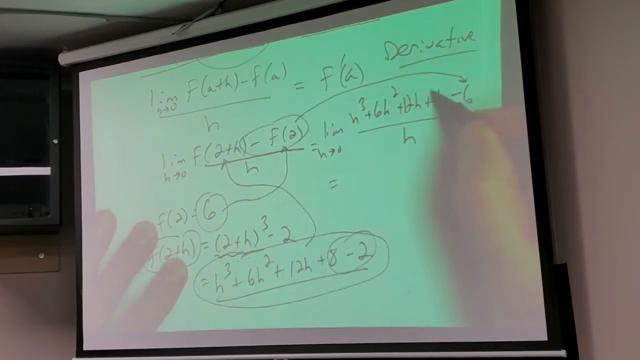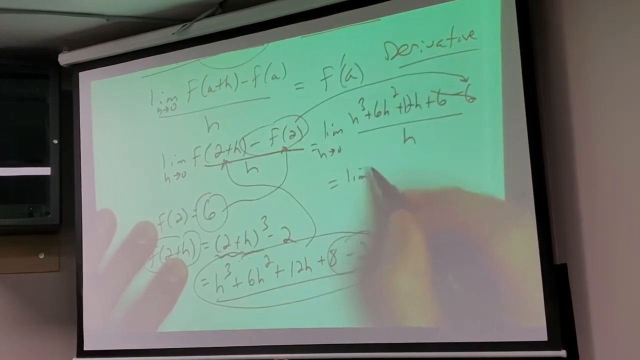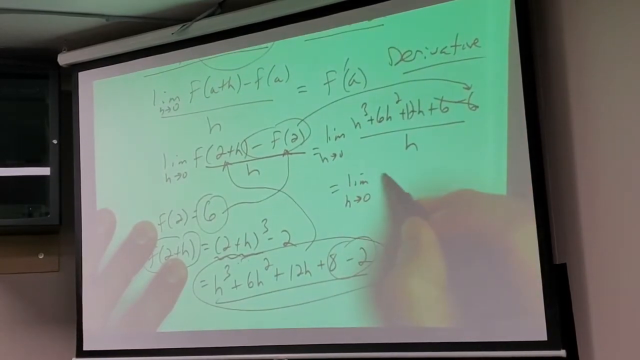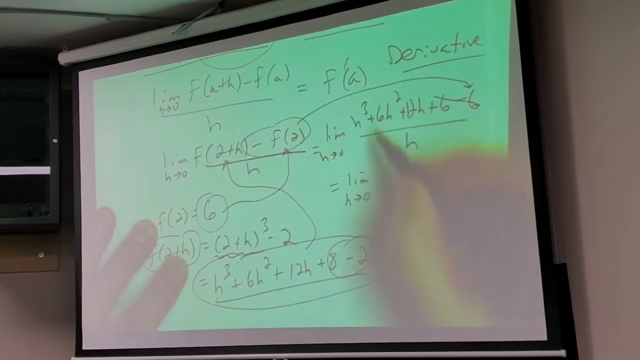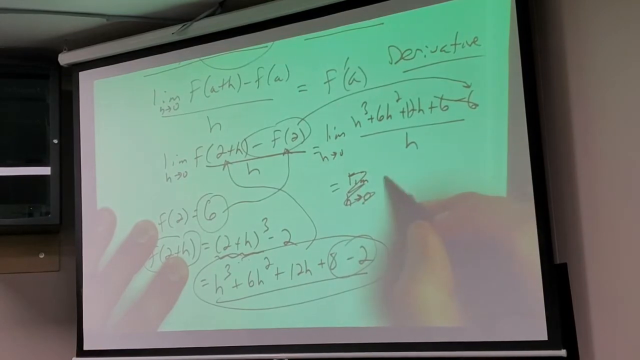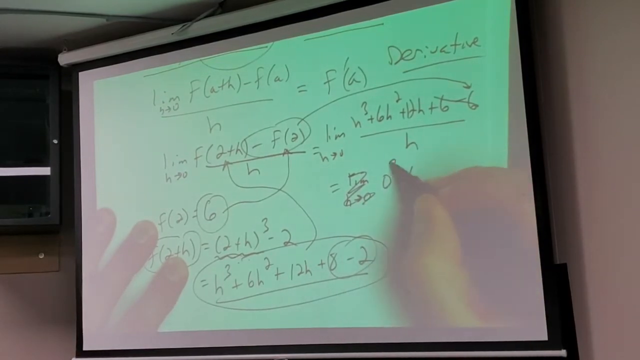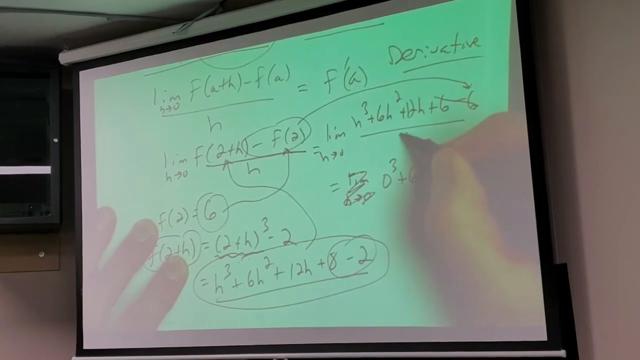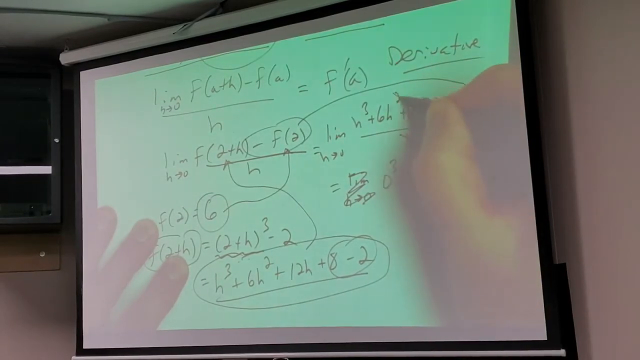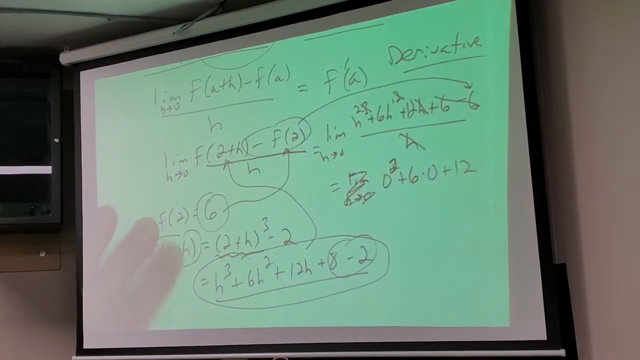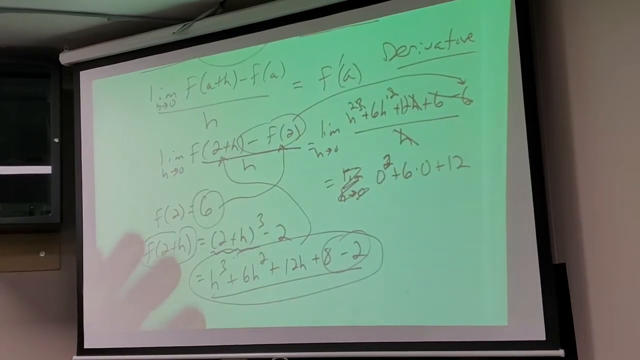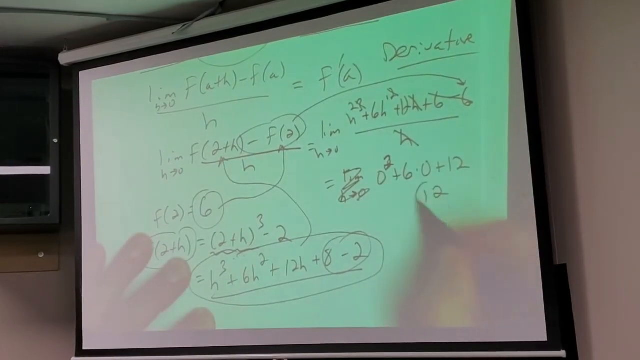So is everybody cool with that? Yes, of course. And then I can cancel one h out of everybody. So what do I end up with here? I get the limit as h goes to 0. I don't have to write that anymore because I'm going to actually plug a 0 in. Let's cancel an h, cancel an h, cancel an h, cancel an h. So it's 0 squared plus 6 times 0 plus 12. So of course I get 12.